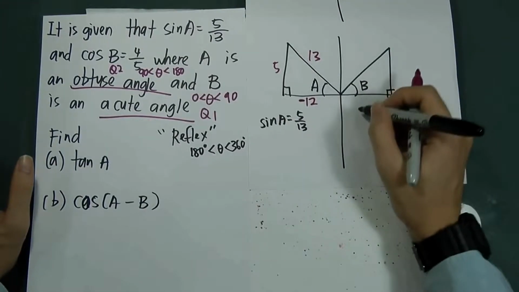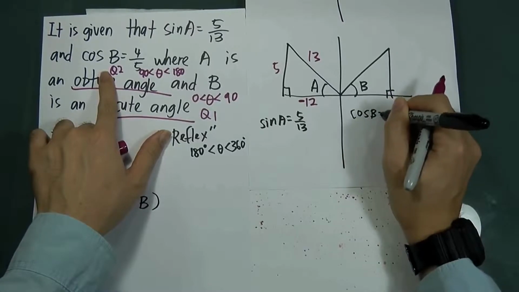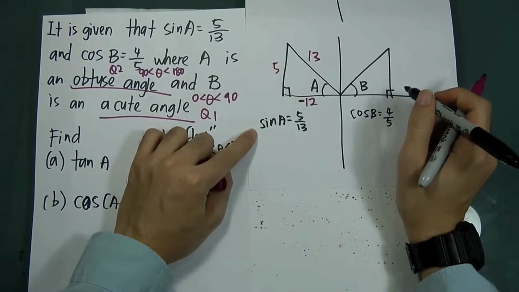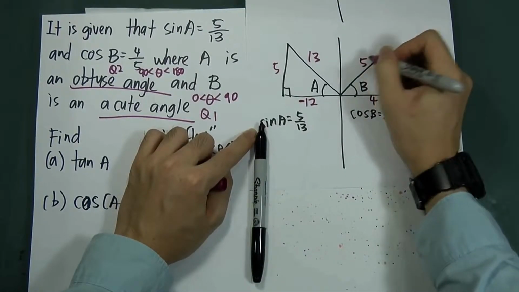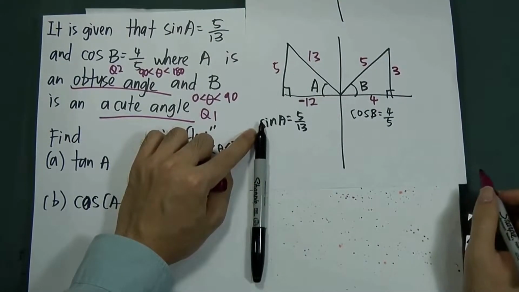And then for B, he said cos B equals 4 over 5. So cos is adjacent over hypotenuse, 4 over 5. So the other side will be 3, another Pythagorean triple. Okay, this one just memorize.